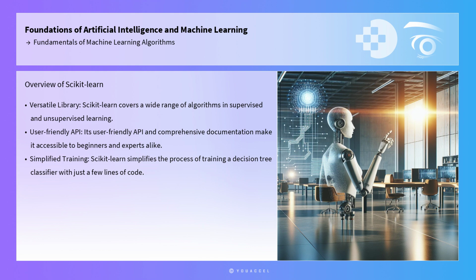Scikit-learn is a versatile library that covers a wide range of algorithms in supervised and unsupervised learning. Its user-friendly API and comprehensive documentation make it accessible to beginners and experts alike. For instance, scikit-learn simplifies the process of training a decision tree classifier with just a few lines of code, allowing professionals to focus on fine-tuning hyperparameters and evaluating model performance.